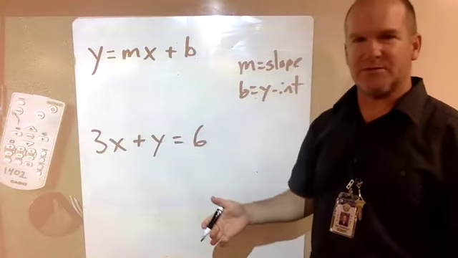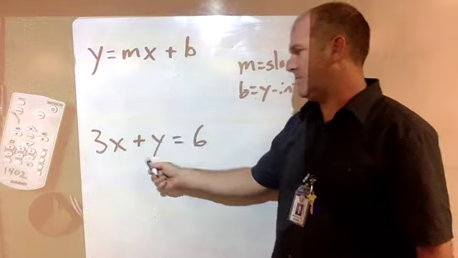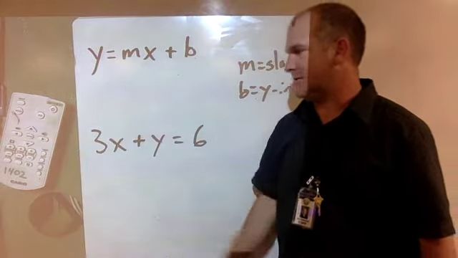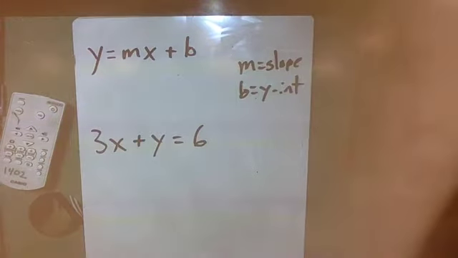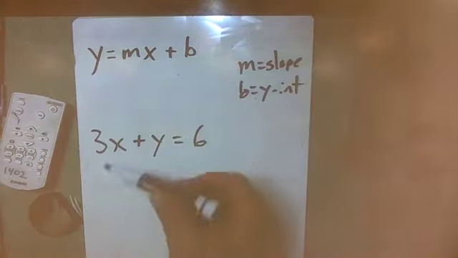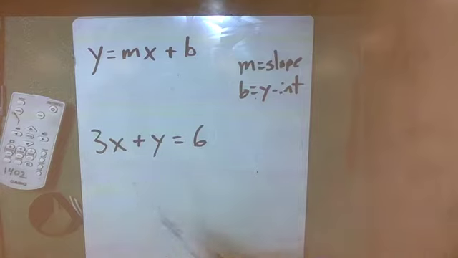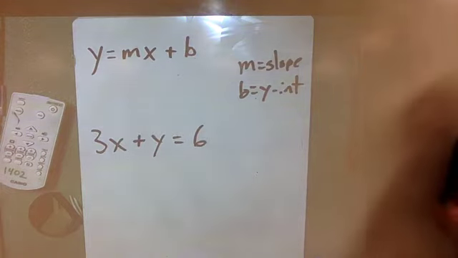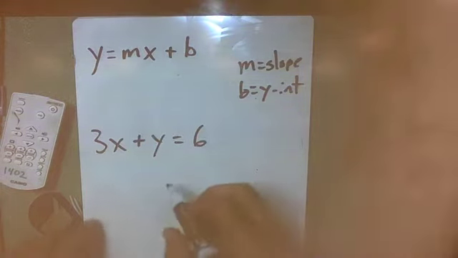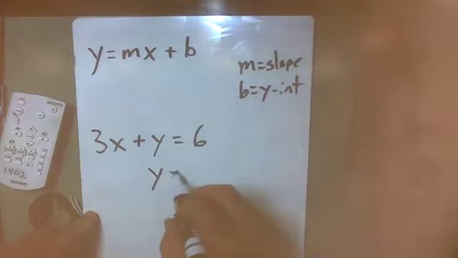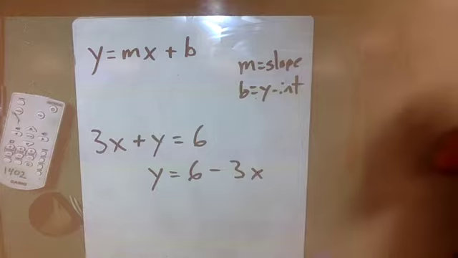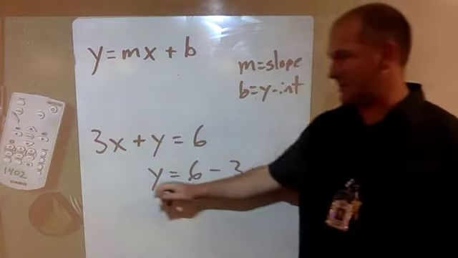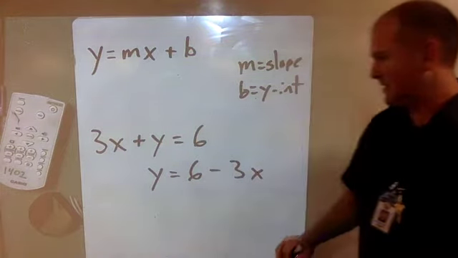Before you tell me what the slope is, you have to have y all by itself. That means we've got to get the 3x to the other side. It's a positive term, so positive terms have to be subtracted to the other side. So we're going to subtract 3x to the other side, and we'll end up with y equals 6 minus 3x. Now we have y all by itself. That's the key, getting y all by itself.